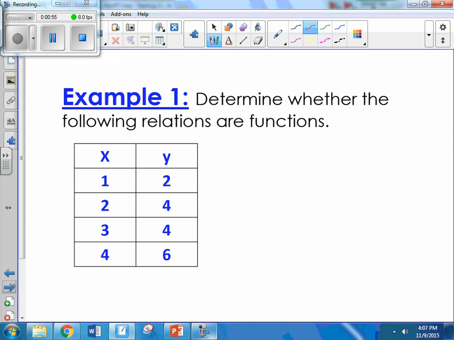So let's look at the table you have in example 1. I need to know whether or not this relation is a function. Basically, for every x value, my input, I can only have one y value. So I put 1 in for x, I got 2 out for y. I put 2 in for x, I got 4 out for y. I put 3 in for x, I got 4 out for y. And I put 4 in for x, I got 6 out for y. So I actually had all different x values here, so therefore it is a function. As long as they're not repeated, you're not going to have an issue.